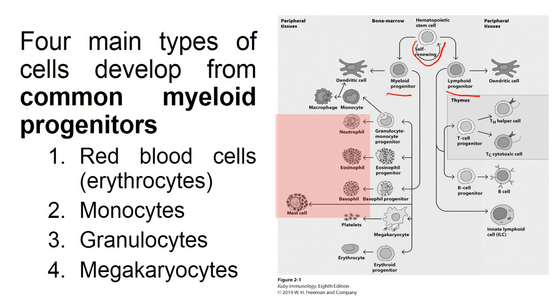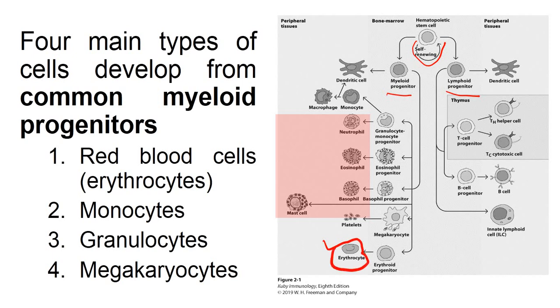You talk about the myeloid progenitor, the common myeloid progenitor, it gives rise to four major types of cells. The RBCs, that's your erythrocytes. The RBCs or the erythrocytes, there it is.